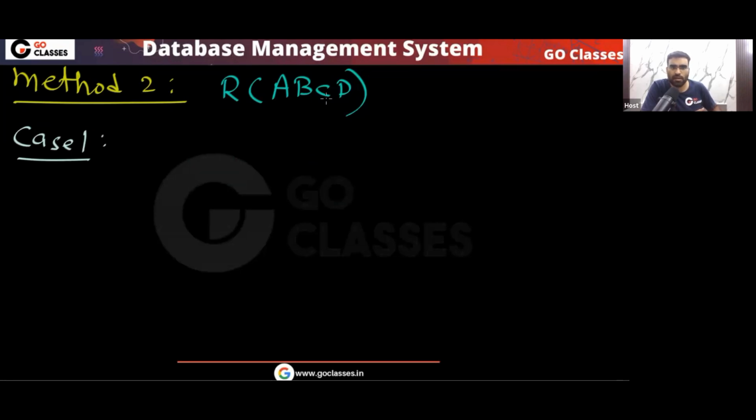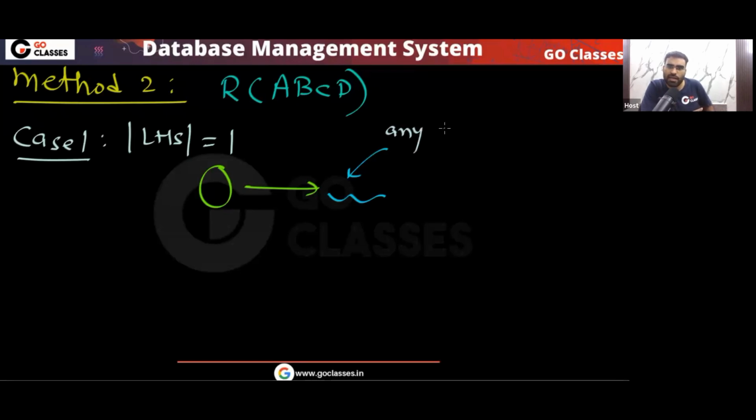Okay, so remember, case number 1, that is LHS cardinality equal to 1. On LHS, only one attribute I can put. For example, I can put A or B or C or D. Remember, here I have to put one attribute, and here I can put any non-empty subset of the remaining three attributes. Do you agree?